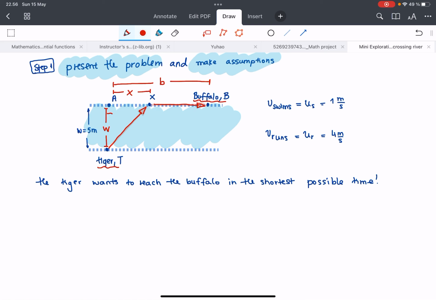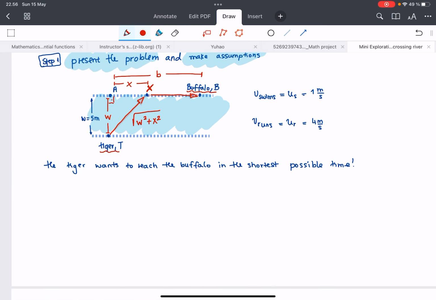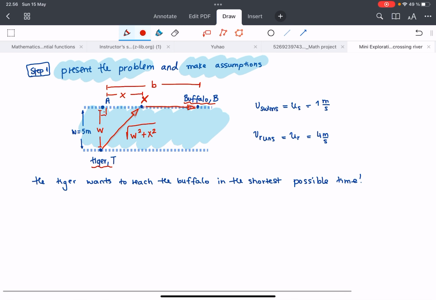And then maybe that's the width of the river. And we can directly go and write that this distance from T to X, from the tiger to the landing point X, will be the square root of the width squared plus X squared. Just so we have all the variables in place. And then we can say that the tiger swims. You could assume that the speed is 1 meter per second. You can also assume a different speed. That's up to you because this is your project.